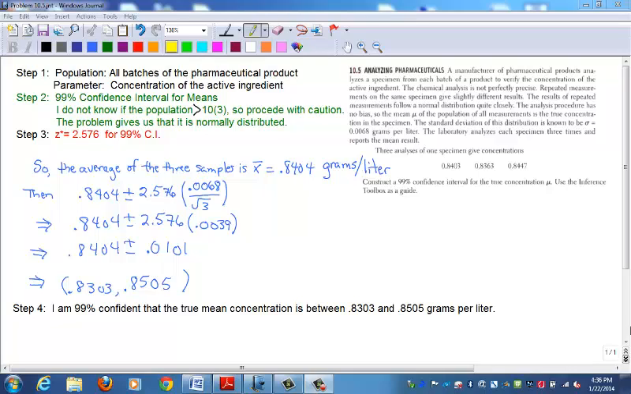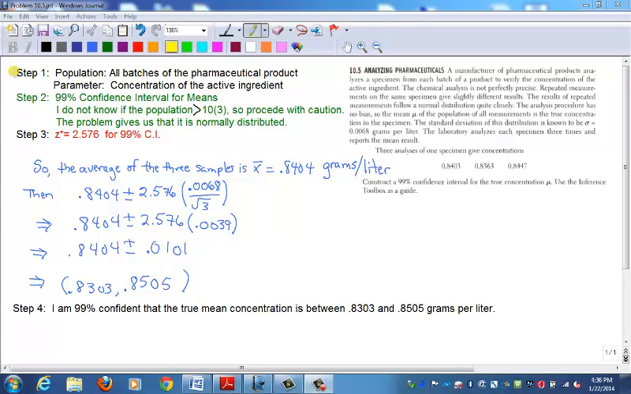Hello class, this problem is from chapter 10, 10.5. We're just starting the confidence intervals. In this problem, this is the first one where you have to go through the four-step inference toolbox. And if you notice, I have the problem off to the right. It's really small if you can read it.